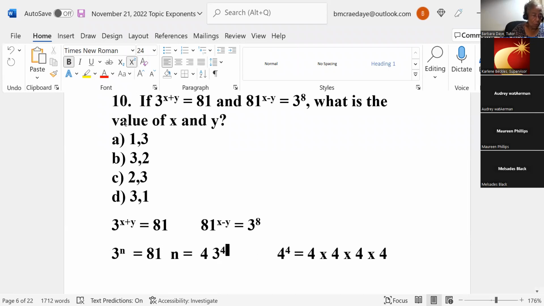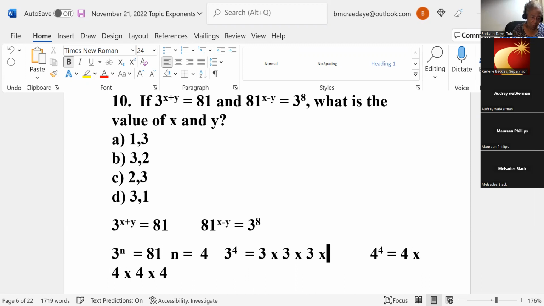And 3 to the 4th is 3 by itself 4 times, right? That is 3 times 3 times 3 times 3. 3 plus 1 is 4, so that's equal to 4. Okay, so that means x plus y is equal to 4. So what is x?